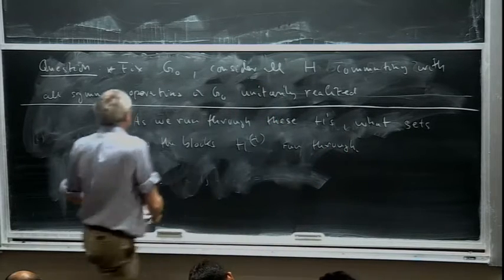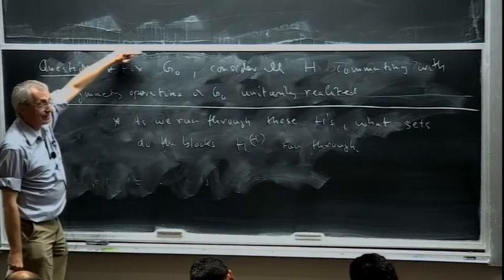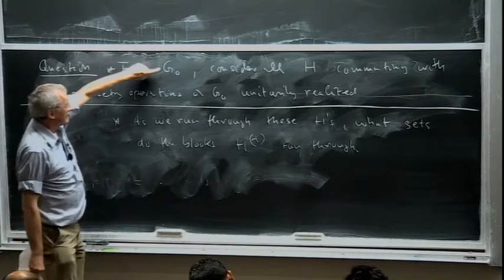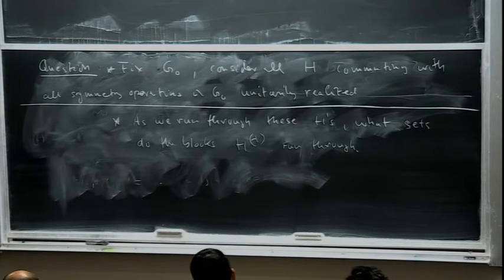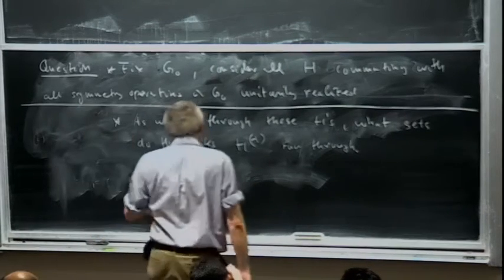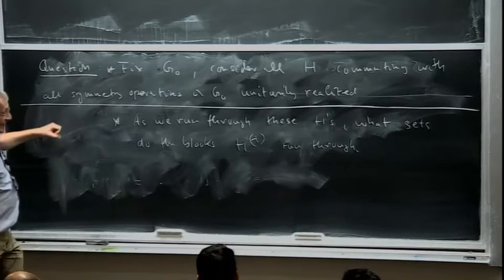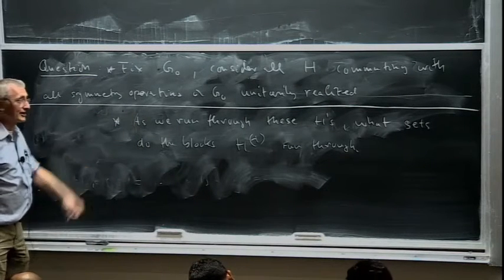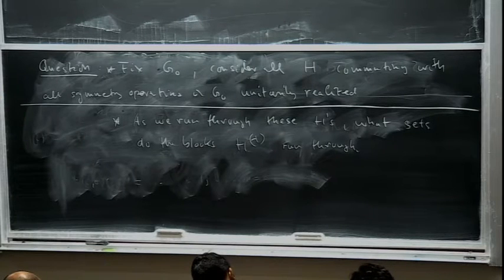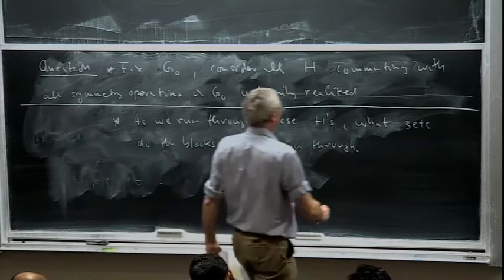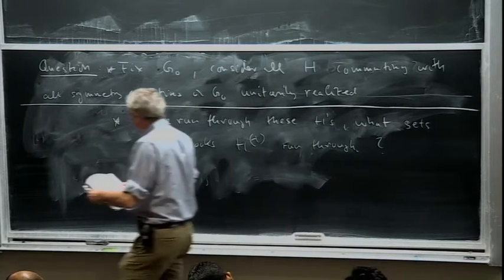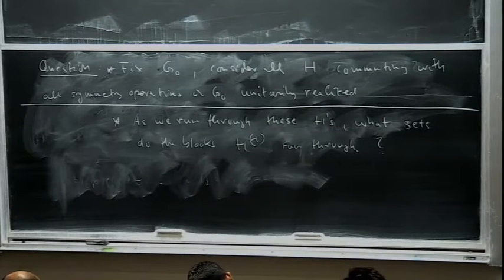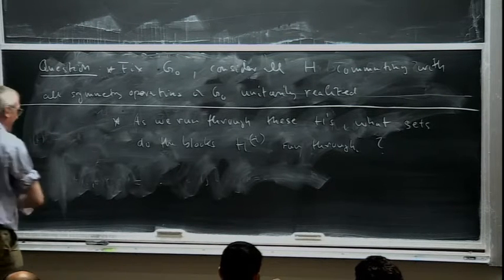That is, if we look at all these single particle Hamiltonians that commute with the symmetry G naught realized on a single particle Hilbert space, then we can do this decomposition into blocks. We get these block Hamiltonians, and we can ask, can we say anything about them? What kind of Hamiltonians are these blocks? There's an interesting answer to this question.